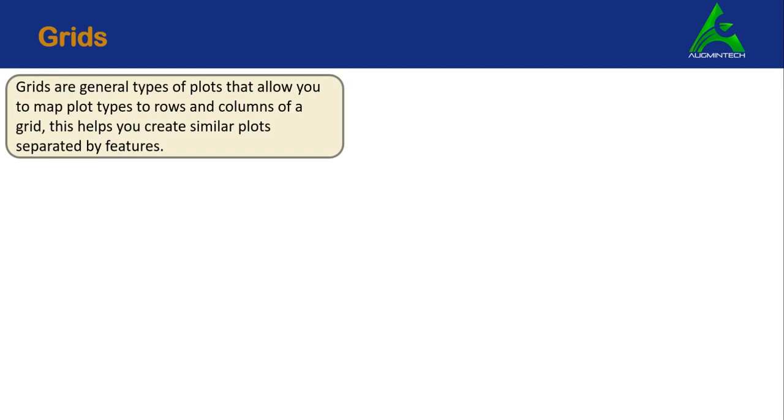Now let's see what grids are. Grids are general types of plots that allow you to map plot types to rows and columns of a grid. This helps create similar plots that are separated by features.